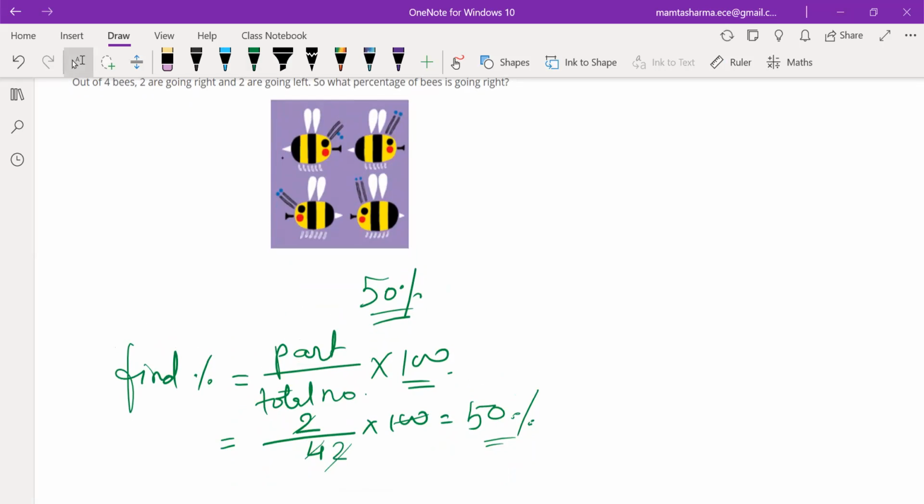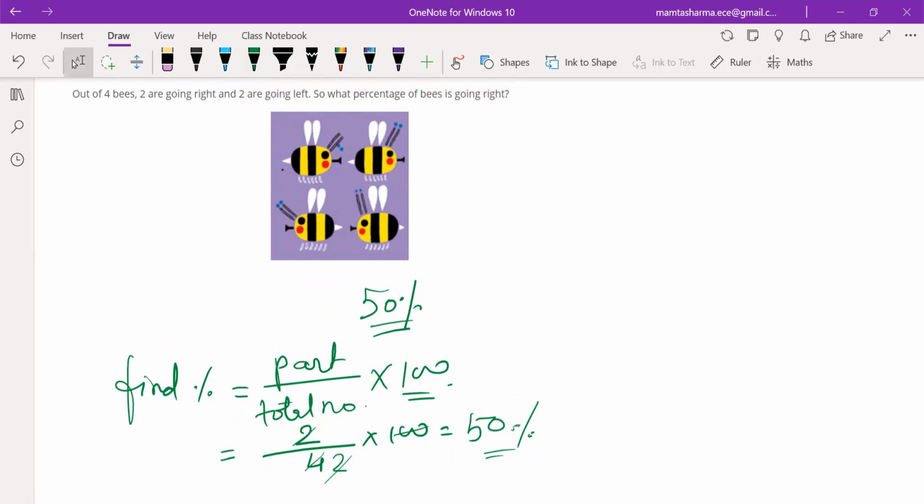By making the denominator 100, it will give the answer, ma'am. Yeah, that way also you can do. Then the unitary method will not be applied here. By making the denominator 100, you can say 2 are going to the right and total is 4. To make 100, you have to multiply with 25 on both sides. Now it is 50 by 100. So if the total is 100 bees, then 50 are going to the right, it means 50% is going in the right.